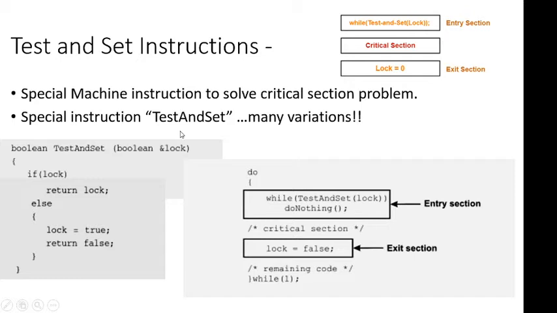So the test and set instruction, when you go to hardware instructions. The key thing is that it is atomic. Atomic means that in a multiprocessor system, if one process runs test and set, until this test and set finishes, another processor cannot run test and set. Only after the first processor finishes its test and set can the other process start. So it's one at a time, so test and set can give mutual exclusion.